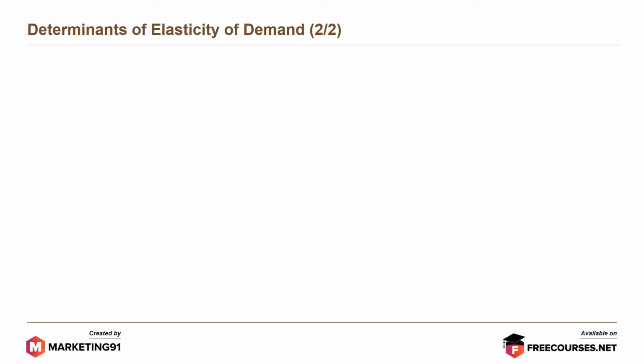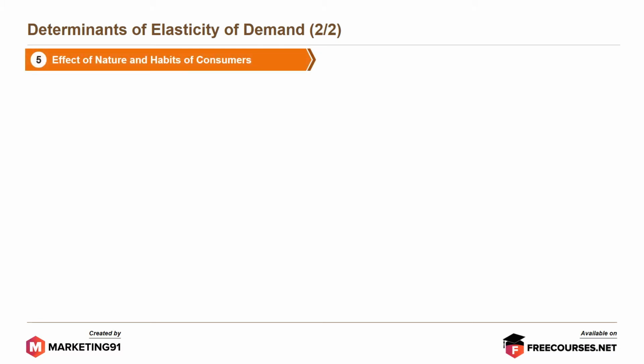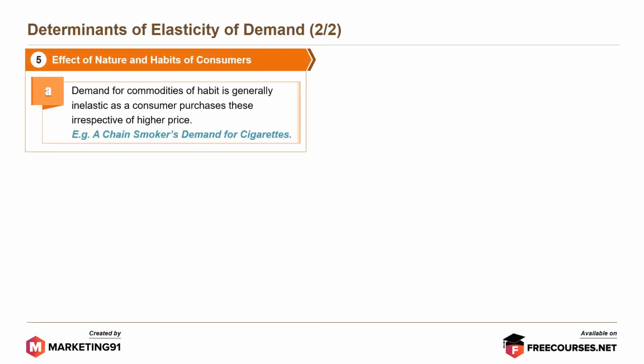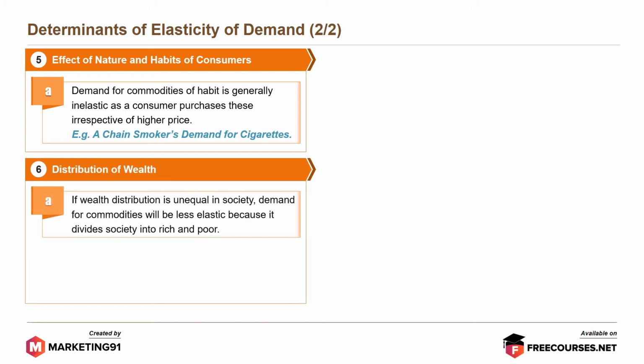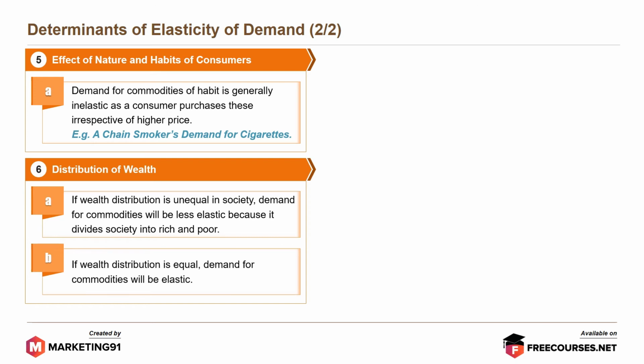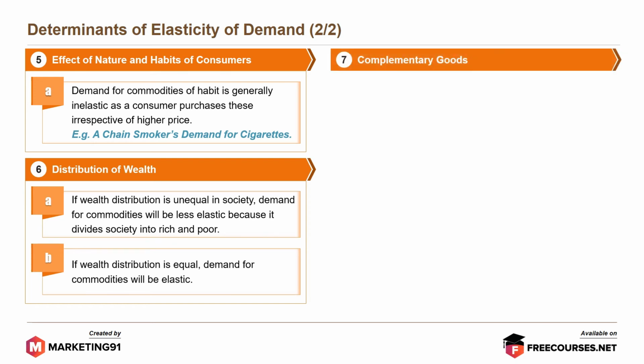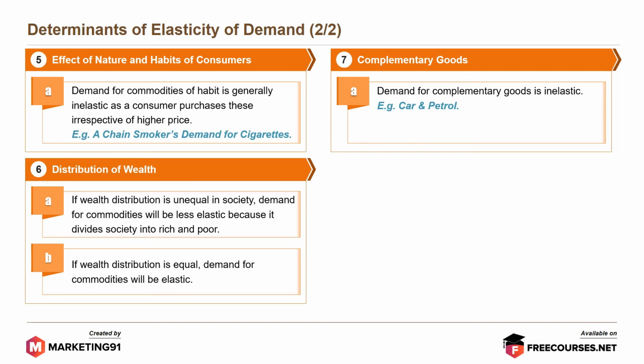Moving on to the fifth, effect of nature and habits of consumers. Demand for commodities of habit is generally inelastic as consumers purchase these irrespective of higher price. Moving on to the sixth, distribution of wealth. If wealth distribution is unequal in society, demand for commodities will be less elastic because it divides society into rich and poor. If wealth distribution is equal, demand for commodities will be elastic. Moving on to the seventh, demand for complementary goods is inelastic.